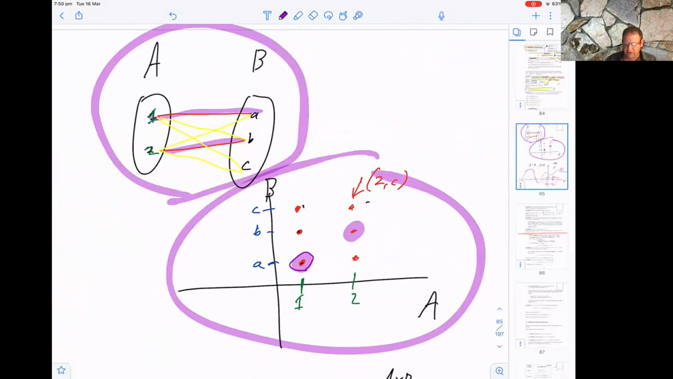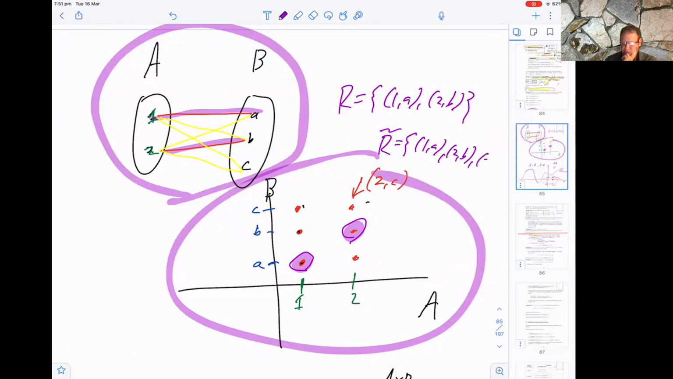Back to our original relation, and we finish. Was the relation R, 1A 2B, a function? Yeah, it was a function, right? If I would have added to the relation, the relation R tilde, 1A 2B 2C, is this a function? No, not a function.